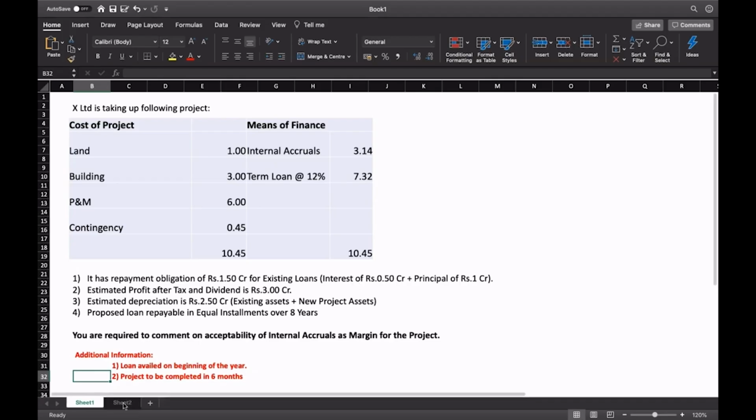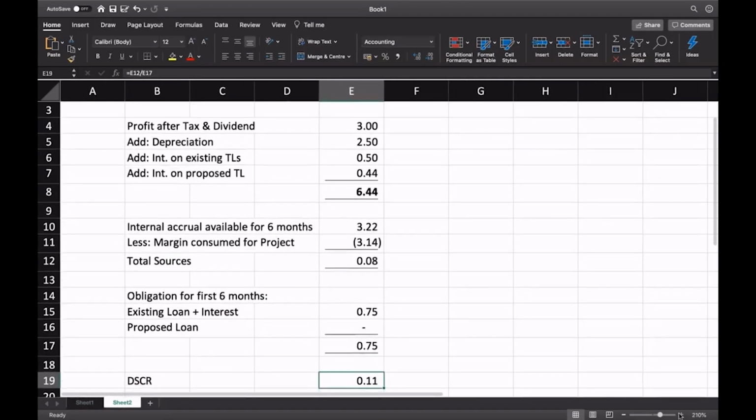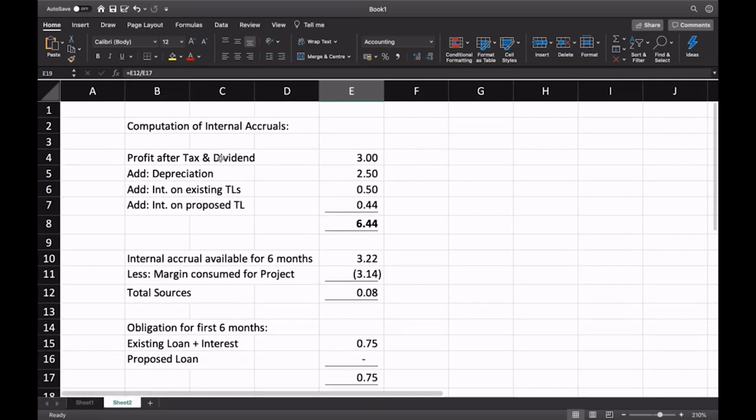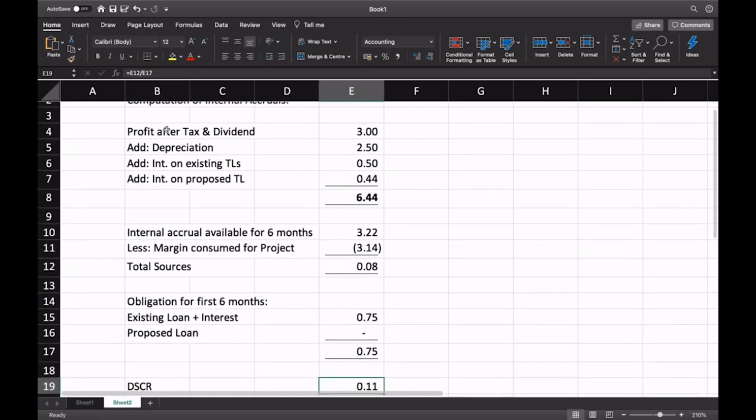So let's look at the calculation. Look at this. Here we are computing the internal accrual. This is the profit after tax and dividend information which we did. Then we added depreciation, we added interest on existing term loan, we added interest on proposed term loan. So this gave an annual figure of 6.44 crore. This 6.44 crore is the annual cash accrual.